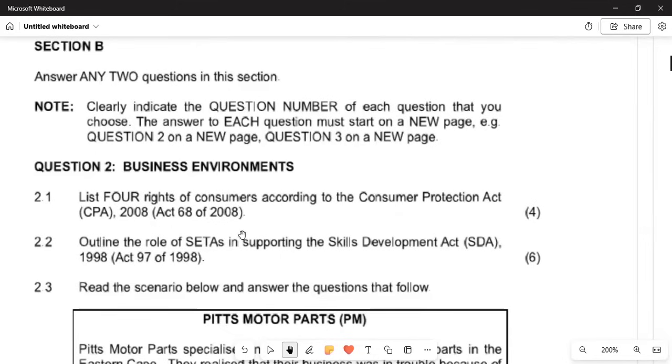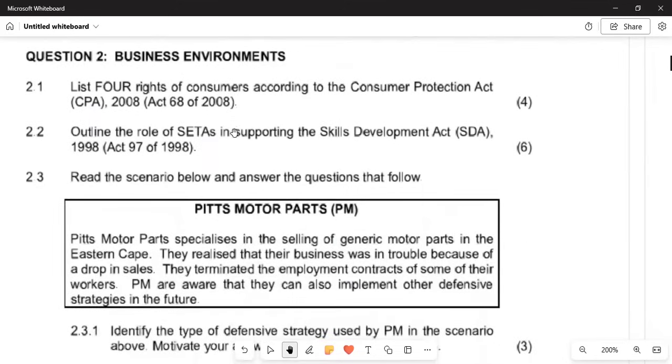So now let's go straight to question 2 under business environments. The question says, list 4 rights of consumers according to the Consumer Protection Act. We want the rights of the consumers according to the CPA. What are the rights this Act gives to consumers?